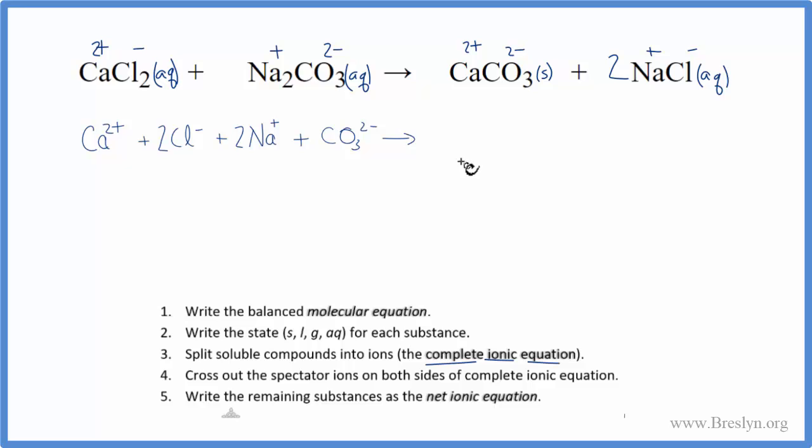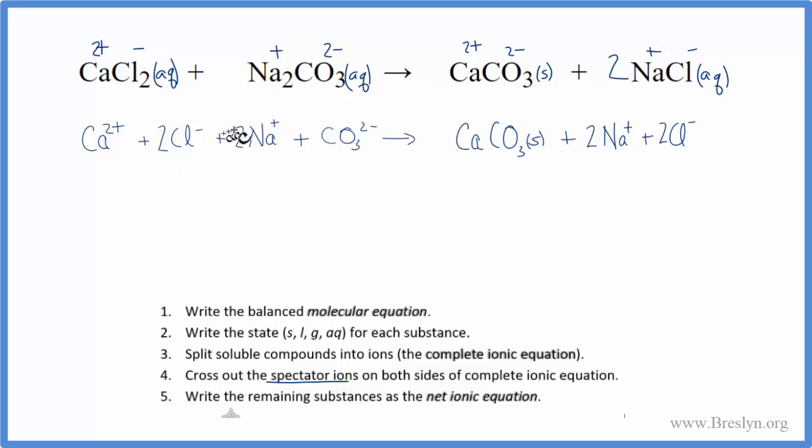On the product side, we need to be careful because we're only splitting the soluble compounds. This is insoluble, so we're not going to split the calcium carbonate apart. We're just going to put CaCO3, and we know that's the solid, right? So we'll just leave that by itself because it's at the bottom of the beaker. And then we have our 2 sodium ions and our 2 chloride ions. Once we've split this up into the ions, except for the things that are insoluble, now we can cross out what are called the spectator ions, and we will have our net ionic equation.